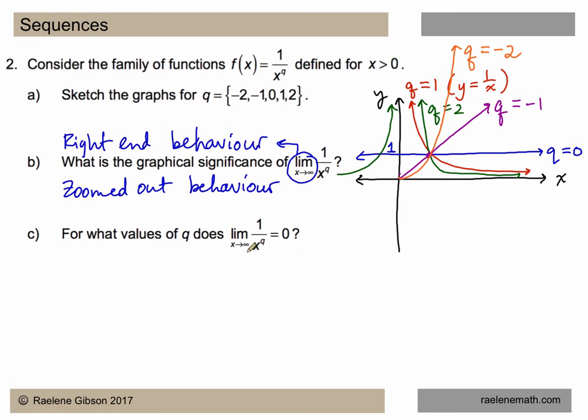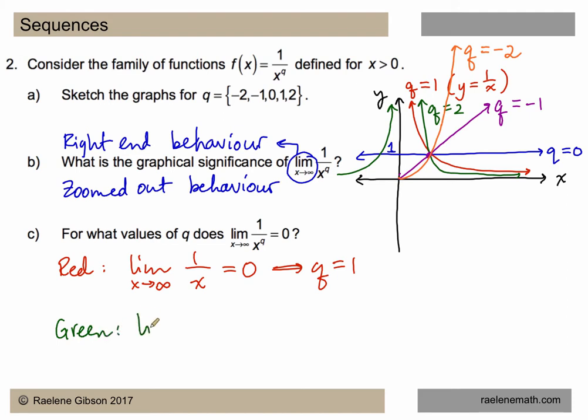And then lastly, for what values of q does the limit equal 0? Well, we see that it's the case for the red graph and the green graph. So the red graph says that the limit as x approaches infinity of 1 over x to the 1 is equal to 0. That was consistent with a q value of positive 1. And then the green graph says that the limit as x approaches infinity of 1 over x squared is equal to 0. And that was valid for the q value of positive 2.